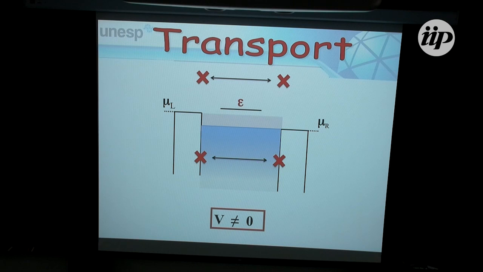So the question is, you're assuming that because of phonons and things like that. That's your question, is it? You're assuming that.